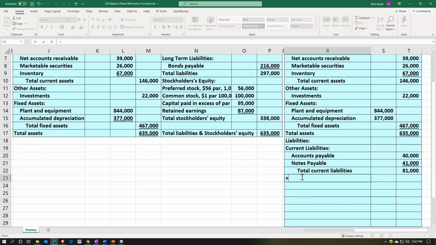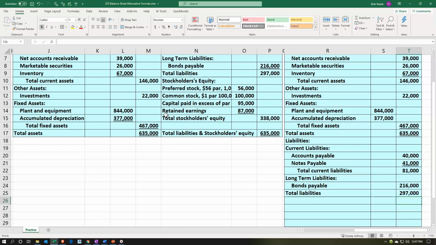Now we're at the long-term liabilities and the bonds payable. Bonds payable. Indenting that. Home tab, alignment, indent. Bringing that to the outer column because there's only one thing in there, the 216,000. That then giving us the total liabilities. Total liabilities in the outer column equals the sum of the 216 and the 81 for the 297. Then we have the stockholders equity.